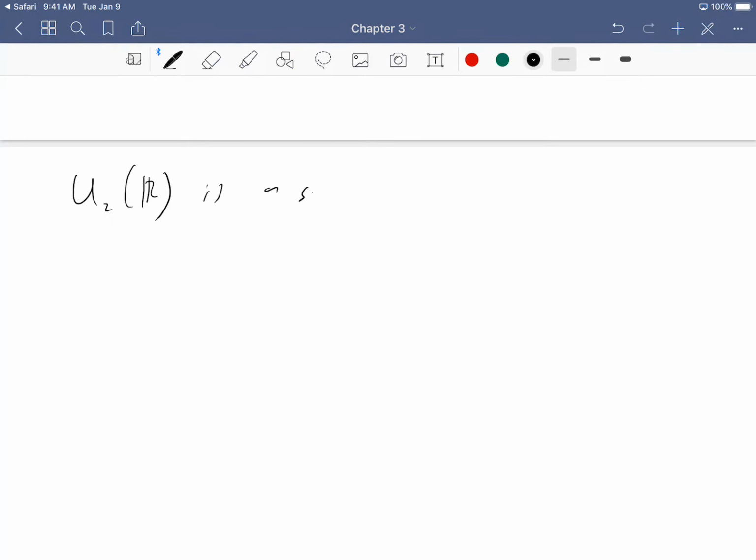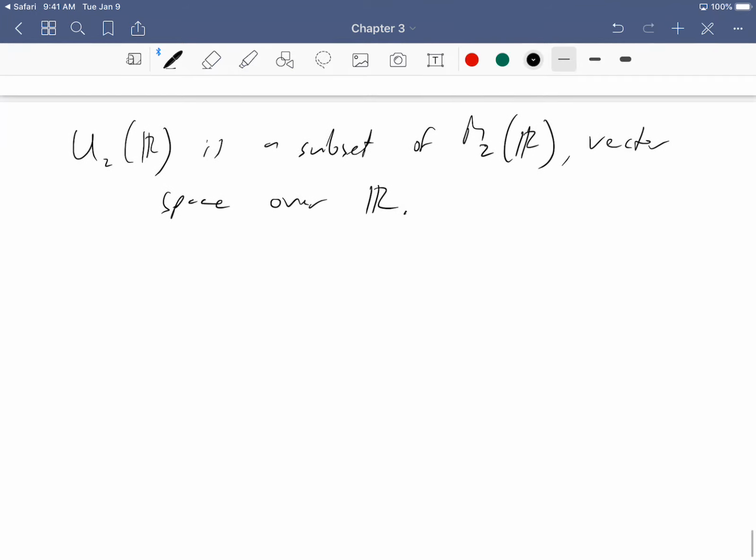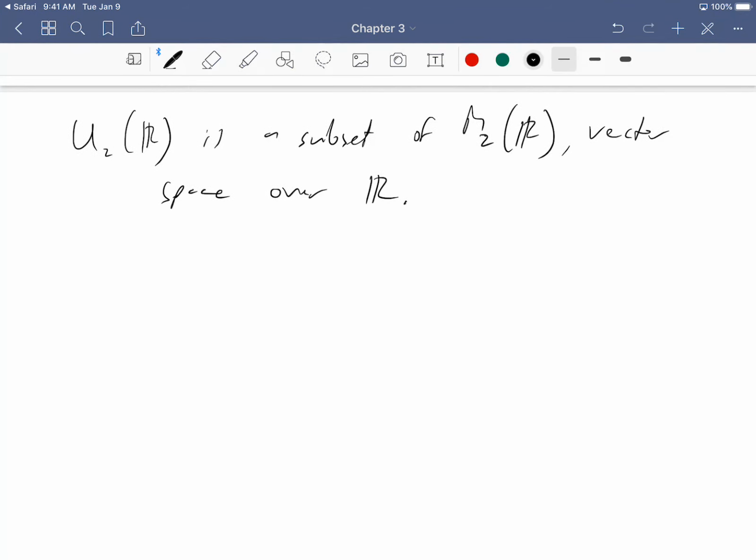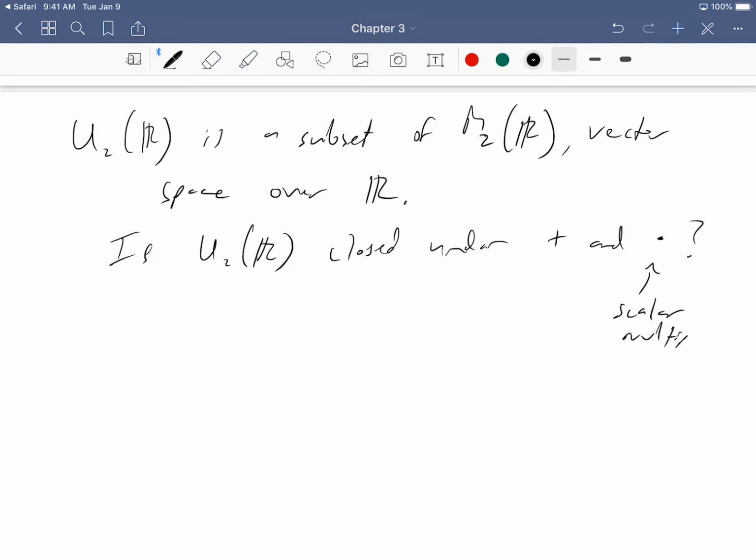So U2R is a subset of M2R, which was a vector space over R. To say that this is a subspace, we need to check two things. Is U2R closed under addition and scalar multiplication? And I should note that this is talking about scalar multiplication, not multiplying the matrices.